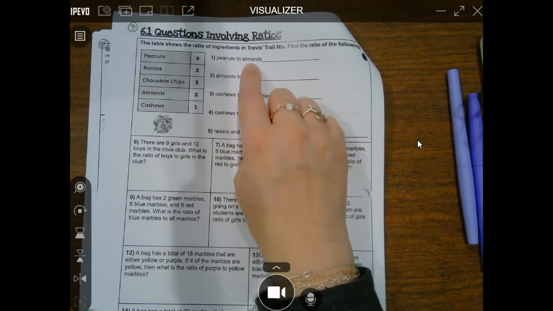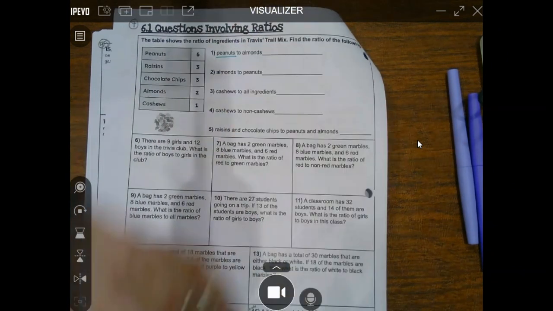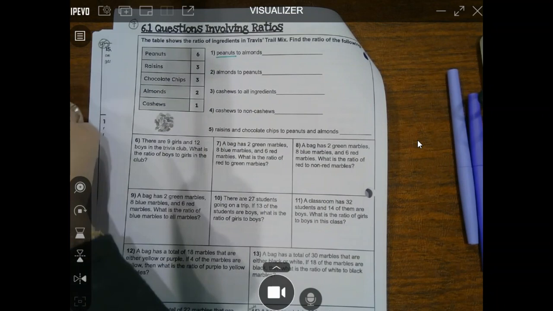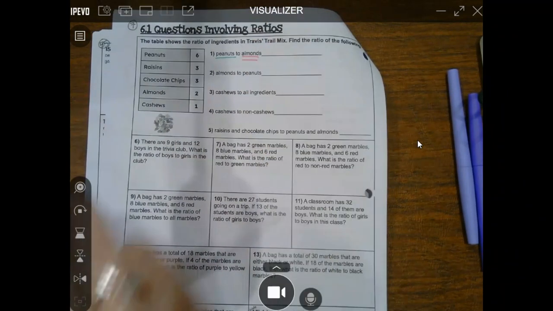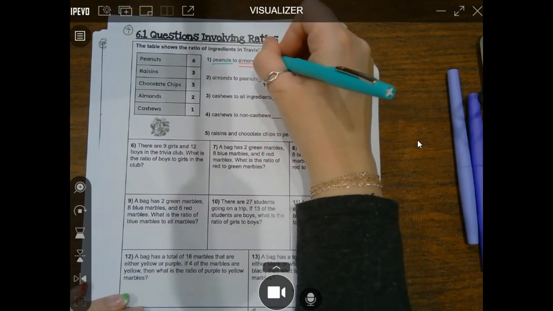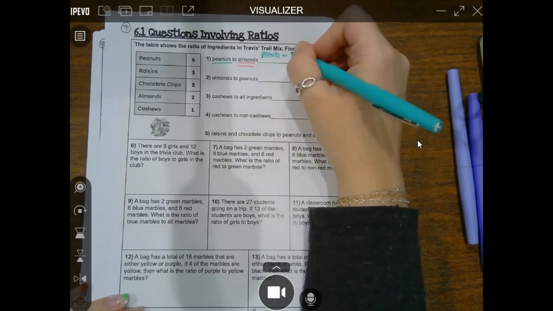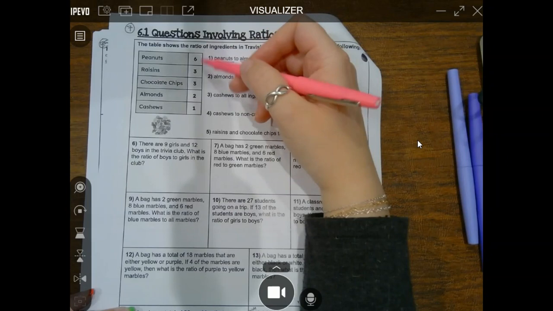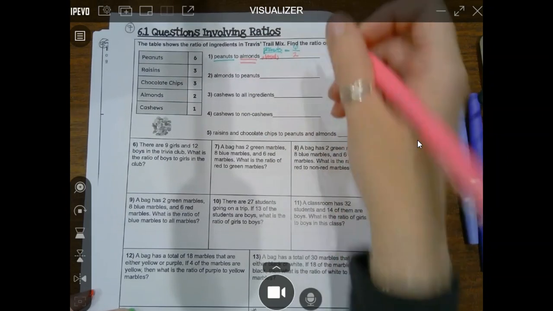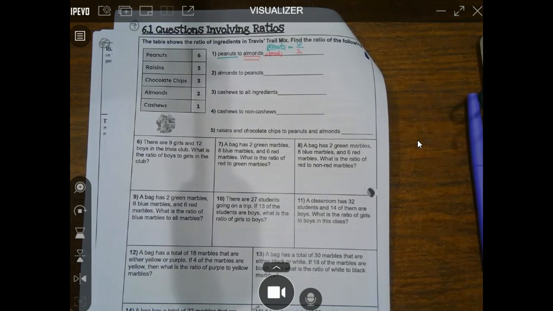So when they say this to that, they want the number of peanuts on top, and then they want the number of almonds on bottom. Okay. So for peanuts, how many peanuts are there in this bag? Yeah, there's 6. And then for the number of almonds, how many almonds are there in this trail mix bag? There's 2.